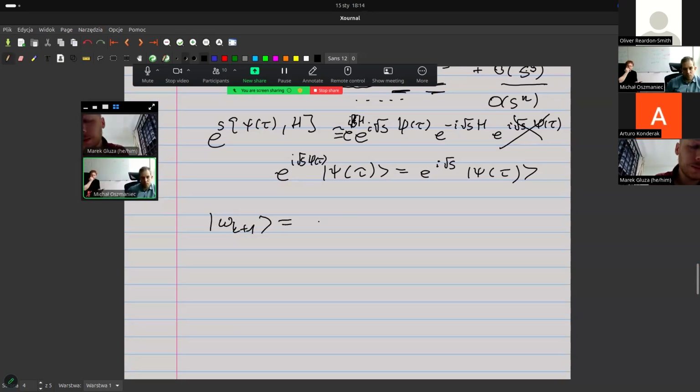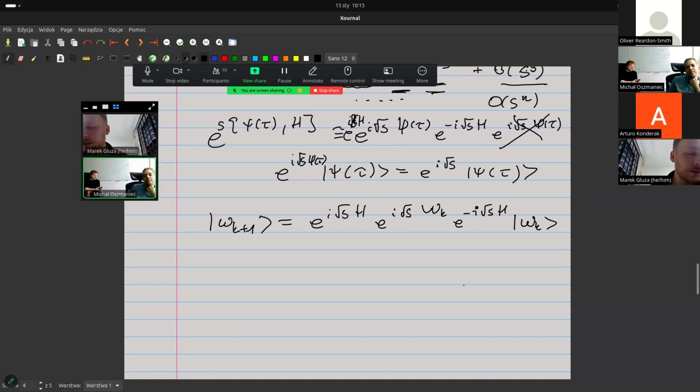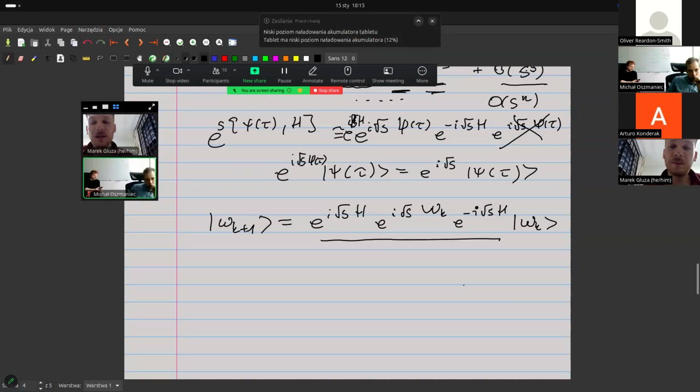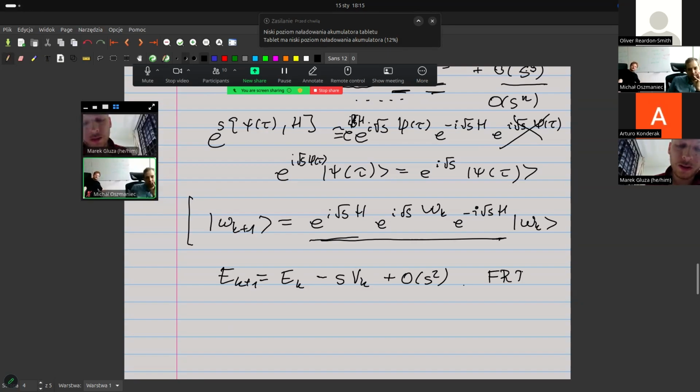I will show you where this is in the paper in a moment. What we get is that we have the Hamiltonian, e psi s psi, here I use the notation omega k, e to the minus i s h, and I apply it to omega k. This is the group commutator approximation to the bracket. What we show is that the energy E k plus 1 is E k minus S times the fluctuation in the state plus O of S squared. So this is the fluctuation-refrigeration relation.